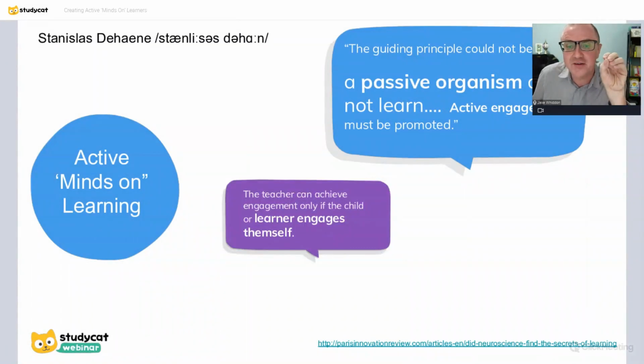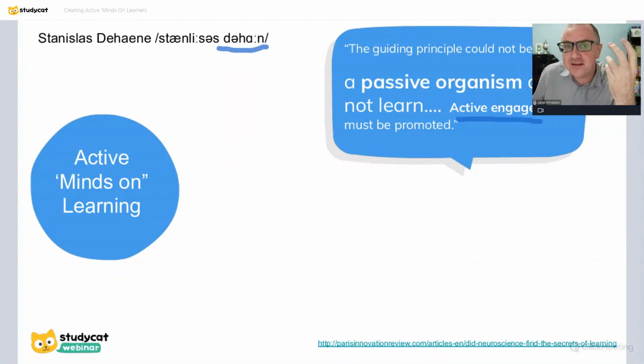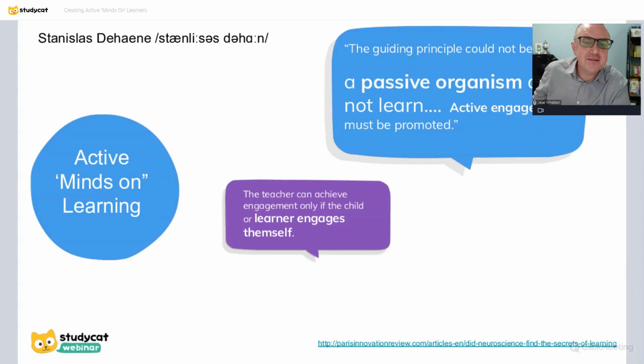You need to be focused in on something. Now, if everyone's thinking about meditation, it is quite active because you're focusing in on thinking about nothing, right? It actually takes mind power to think about nothing. He's not saying things like that. He's saying that if you're just staring at something with no real meaning or no real process, you're not really learning. He also says that the teacher can achieve engagement only if the child or learner engages themselves. So you need to have something that's motivating to get the child to want to be engaged.